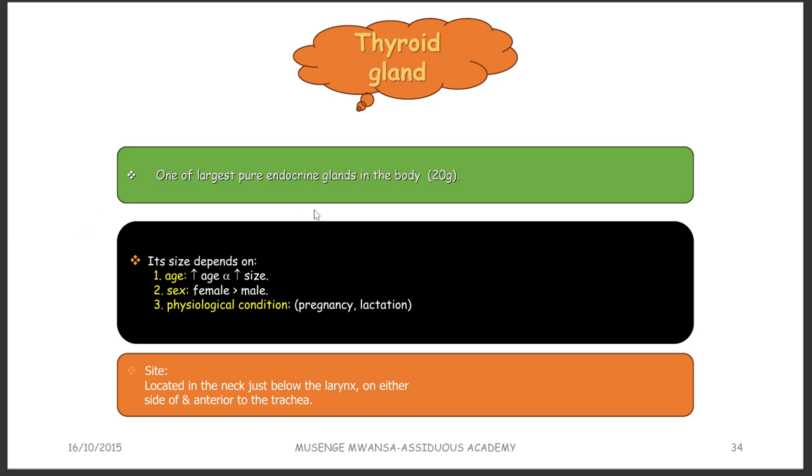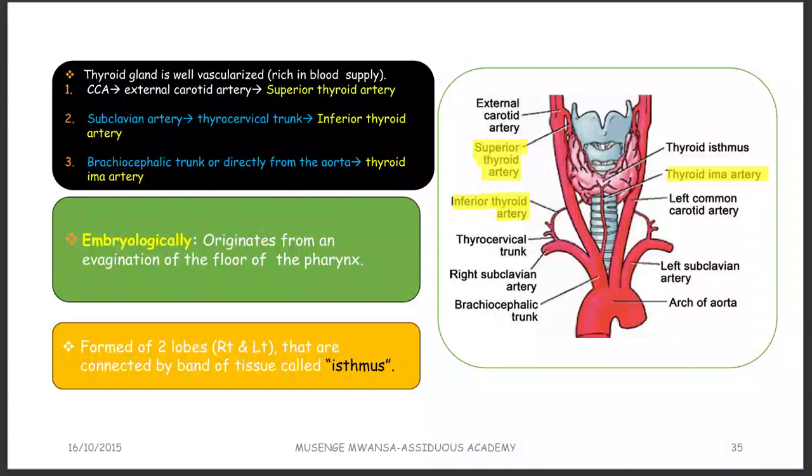Where is the thyroid gland located? It's located in the neck, just below the larynx, on both sides of the, and anterior to the trachea. So this is where the gland is. You can see where it is there. Thyroid gland is well vascularized. It is rich in blood supply. So what is the blood supply to this gland?